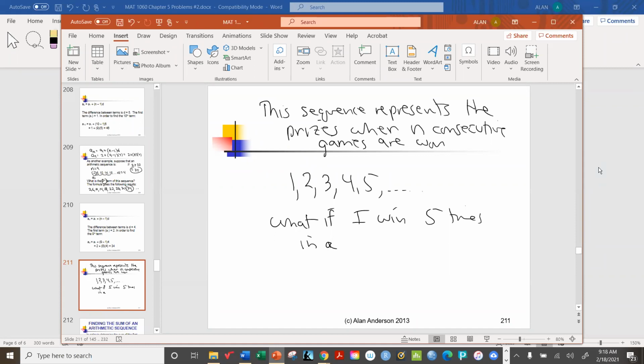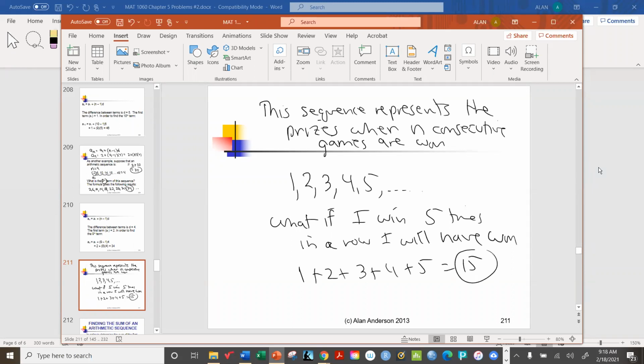And I don't think I explained that very well. If I win 5 times in a row, I will have won not just $5, but 1 plus 2 plus 3 plus 4 plus 5, which is 15. So that is the sum of the first 5 terms. This is something that could be important, but you can see adding these together is kind of a nuisance. It would be nice if we had a formula that could do this for us.